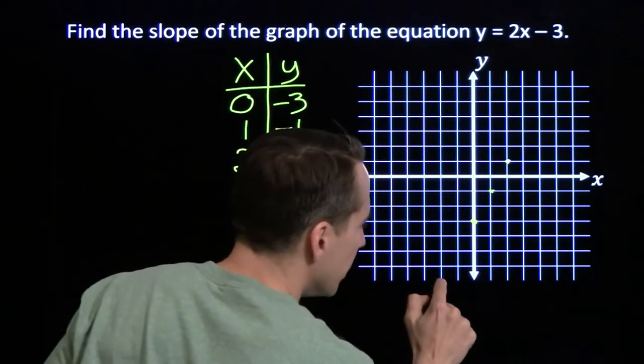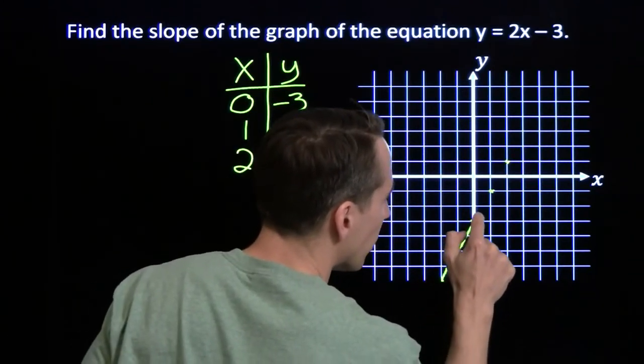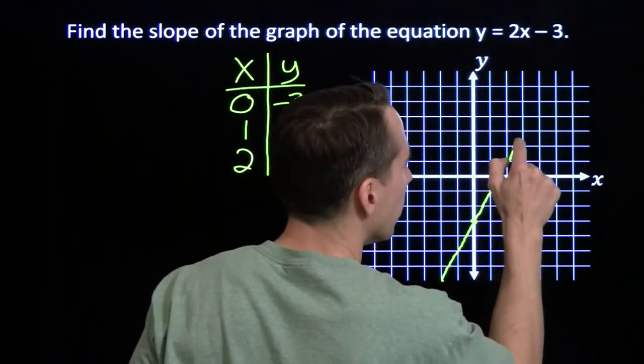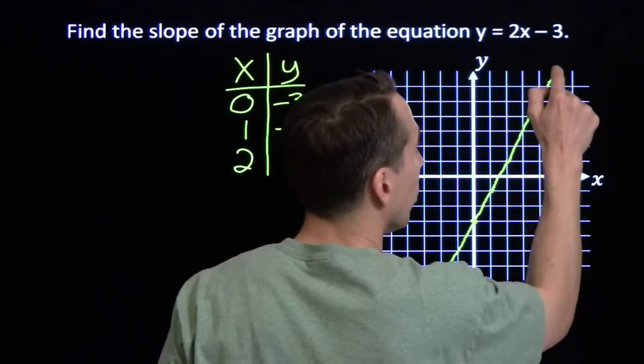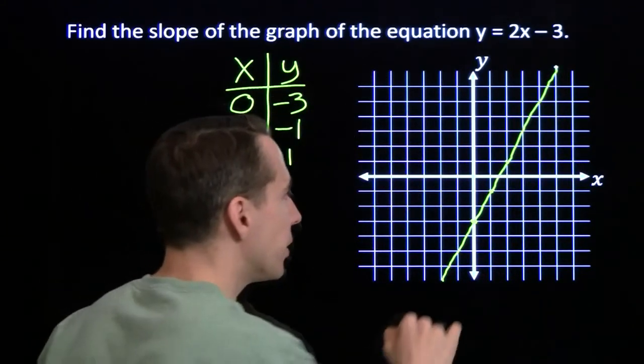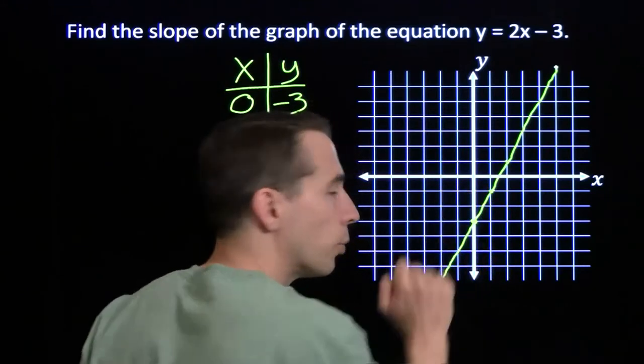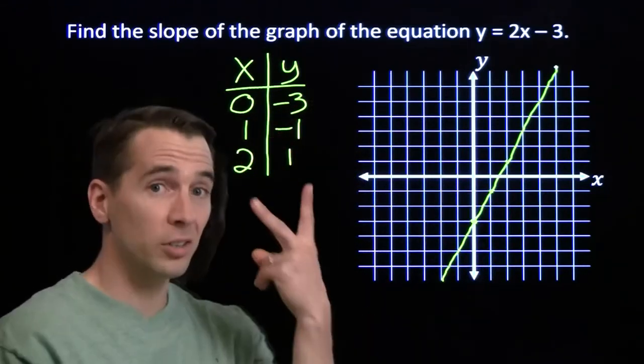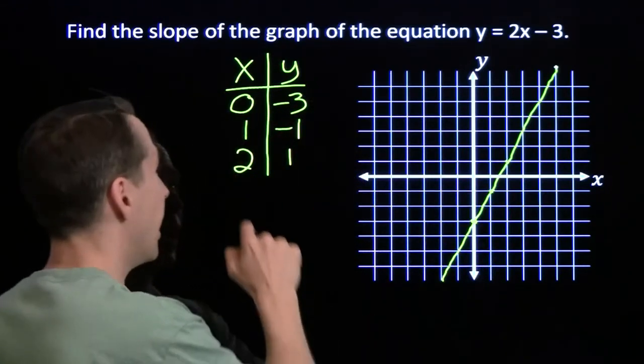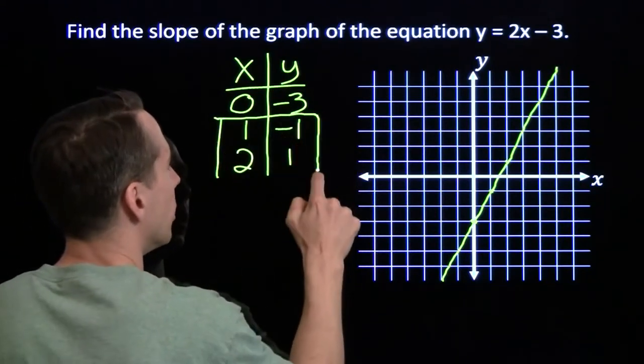Now I have a pretty good idea where this line is. Looks like this line is right here. I also have a pretty good idea what the slope is. Use the rise over run thing. We go up 2 and to the right 1. 2 over 1. We think the slope is 2. We can check that using a couple of these points here.